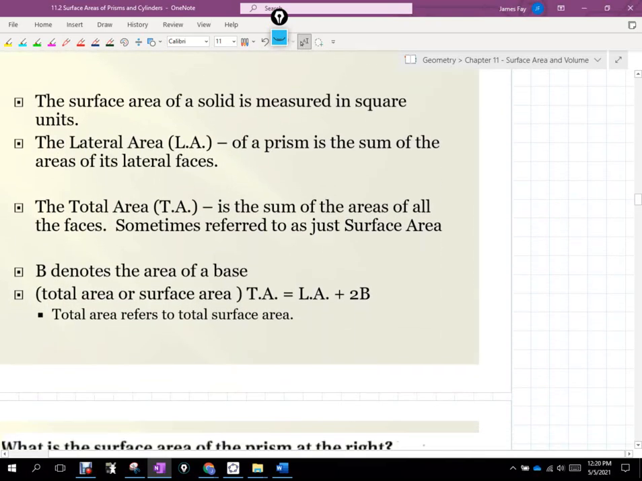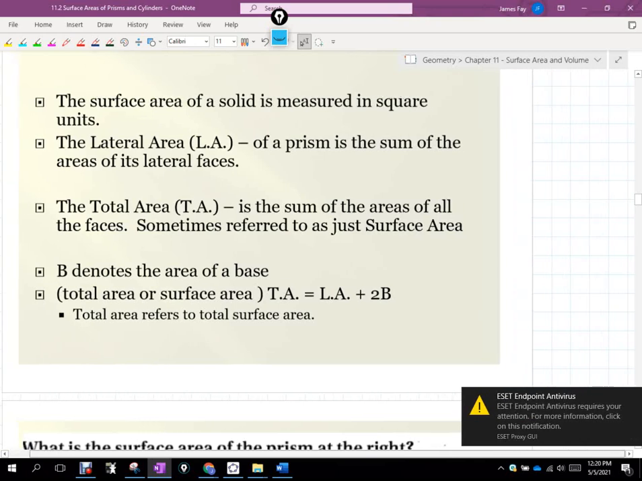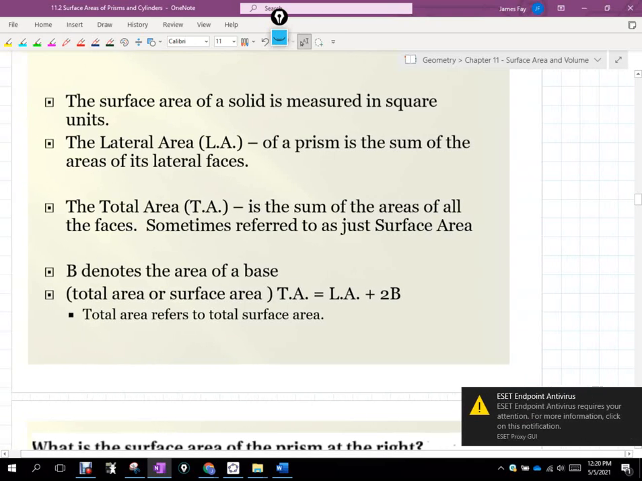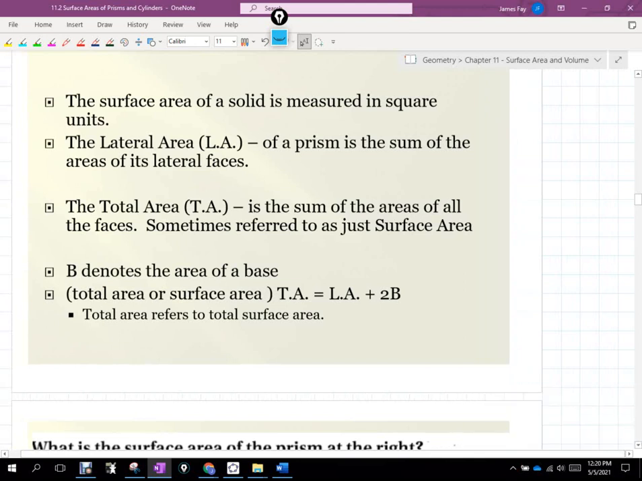So let's just talk about surface area real quick. Surface area says it's area, so it's going to be measured in square units. There are two things that we talk about when we deal with surface area. We talk about something called lateral area, and that attaches itself to the lateral faces. So lateral area is the sum of all the areas for just the lateral faces.